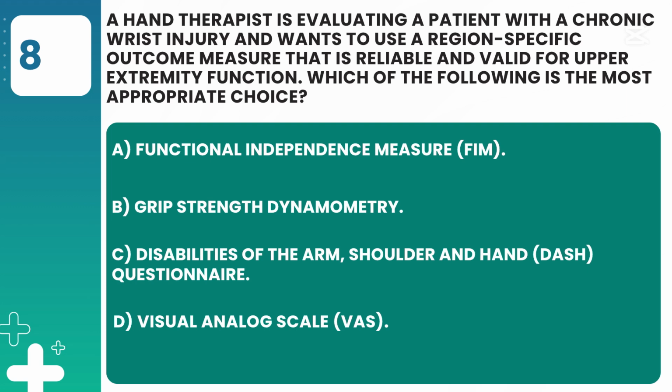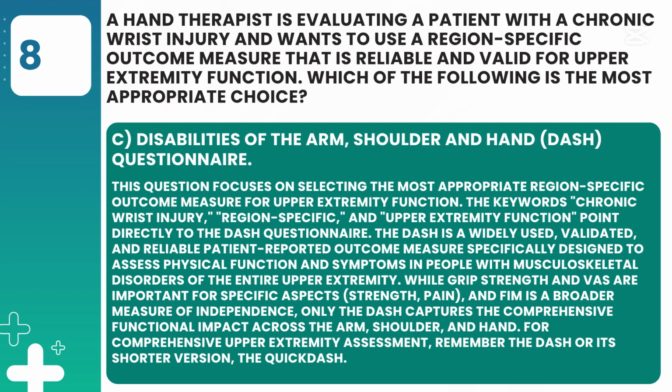A. Functional Independence Measure, FIM. B. Grip Strength Dynamometry. C. Disabilities of the Arm, Shoulder and Hand Questionnaire. D. Visual Analog Scale, VAS. Answer: C. Disabilities of the Arm, Shoulder and Hand Questionnaire.